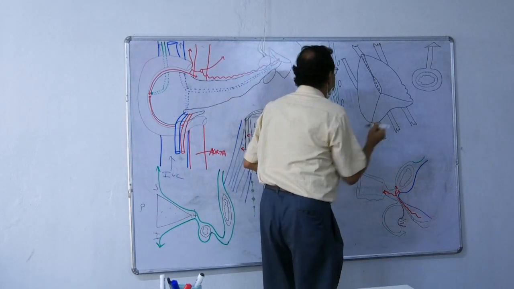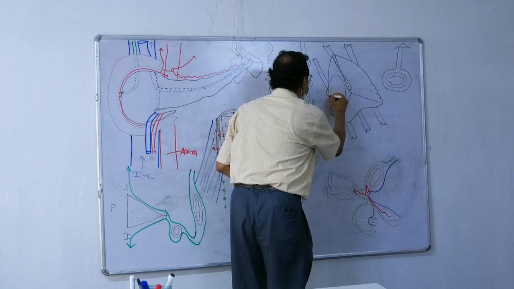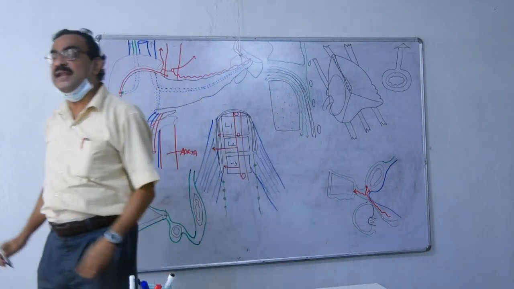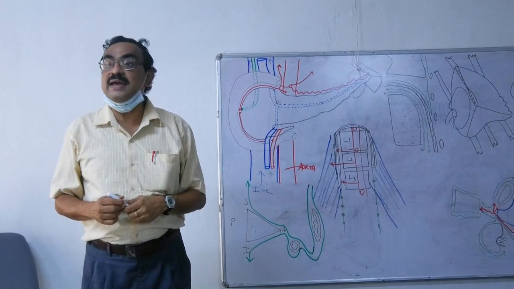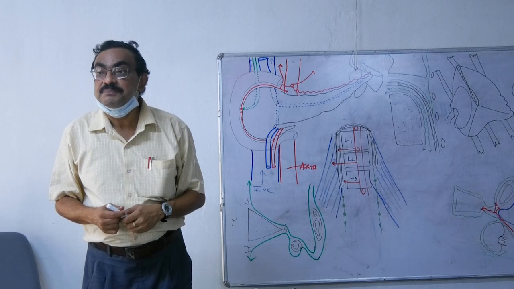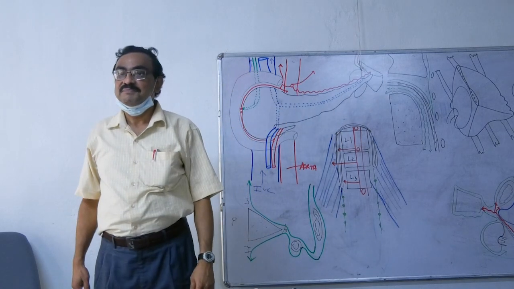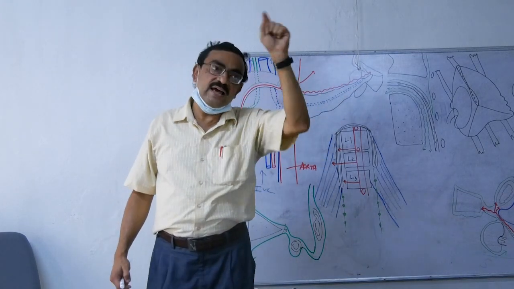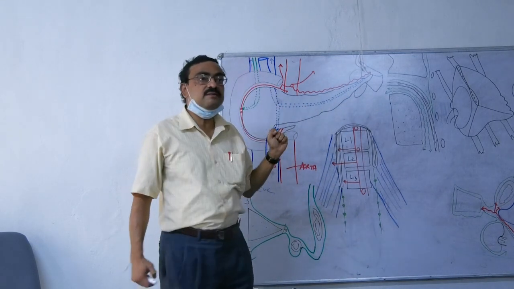which makes an impression over here. That means the left kidney. Through the left kidney, what enters? Left renal artery? Yes, sir. What structures enter the kidney? Left renal artery? Yes, the left renal artery. What structure comes out? Renal vein.